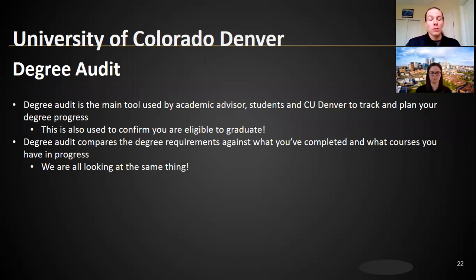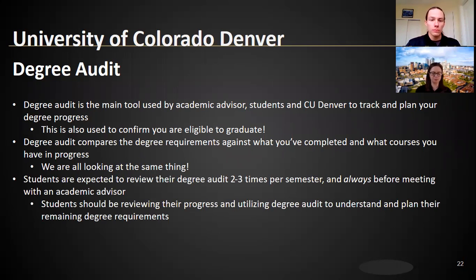The great thing is, we're all looking at the same thing. There are no paper records floating around at risk of getting lost or getting confused from one person at the university to another. With the degree audit, there is full transparency between you, the student, and your academic advisor and the university. We should all be on the same page in regards to what you need to finish your degree.